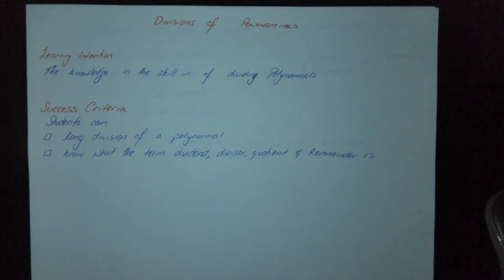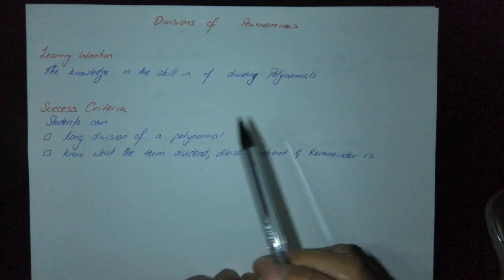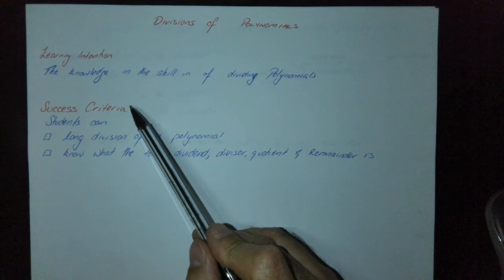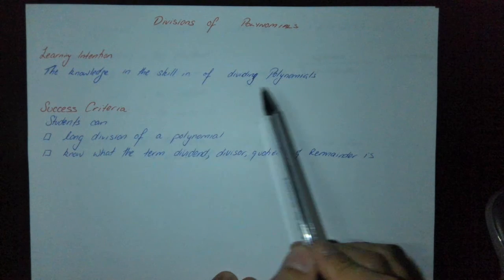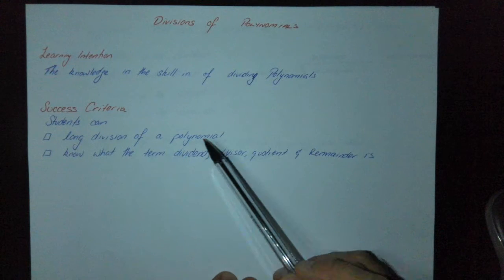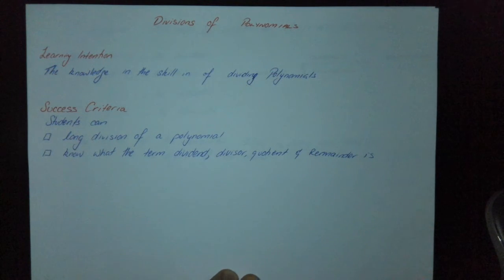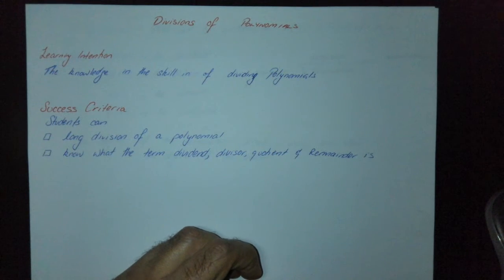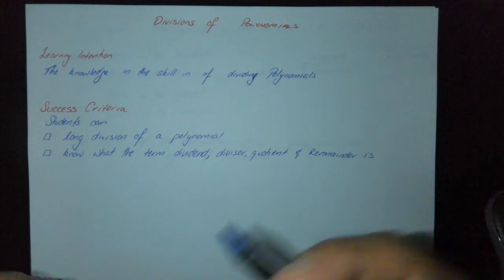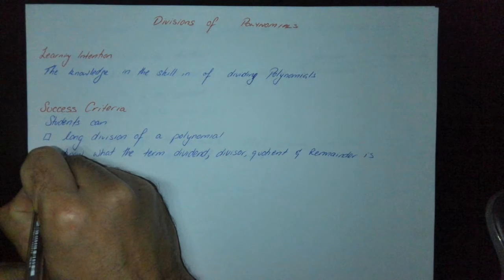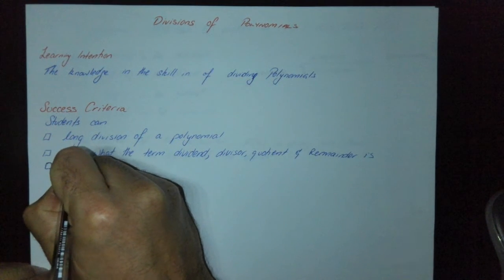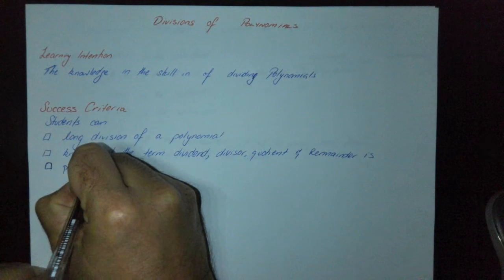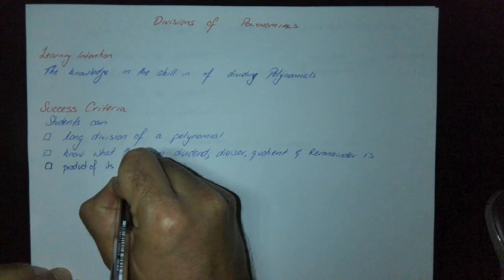Okay, so today we're looking at divisions of polynomials. So this is the Mathematics Extension 1 course. The learning intention for today is to gain the knowledge of the skills of how to divide polynomials. So we're looking really at long division. You need to be able to do that and know what the terms dividend, divisor, quotient, and remainder are, and understand the term product of its linear factors.